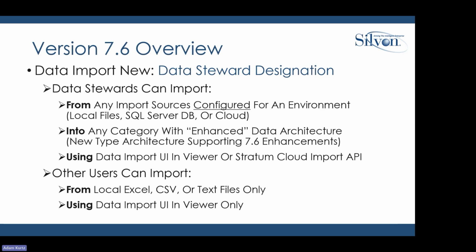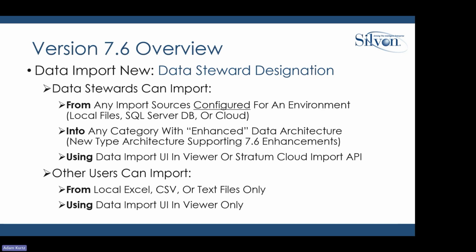Again, this is a new thing where we're able to designate enhanced data architecture types. So for certain categories we want to use for data import, we can only import into those enhanced data architecture categories. You can use the data import UI in Viewer, or you can use the Stratum Cloud Import API. Either way, you can import the data into Stratum using the interface or the API. So that's what the stewards can do.